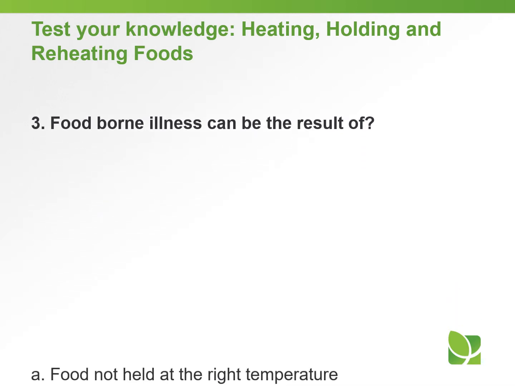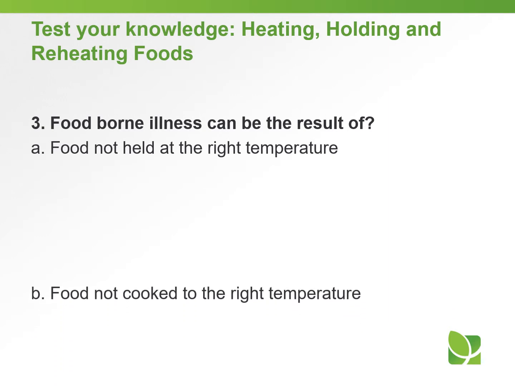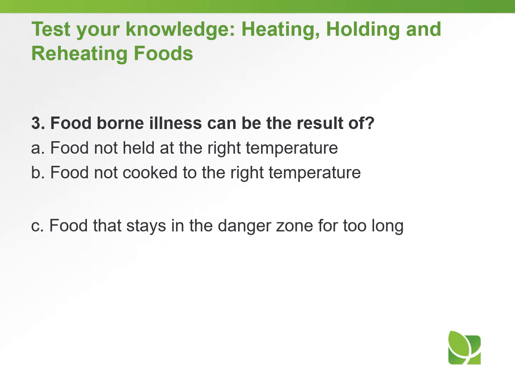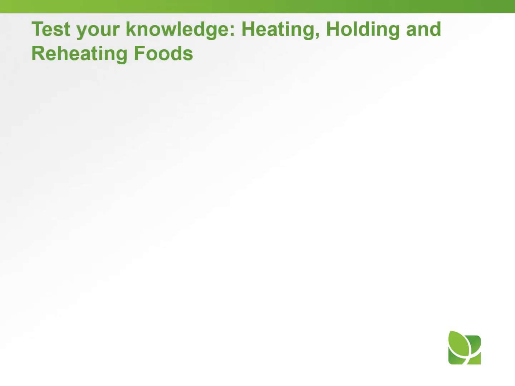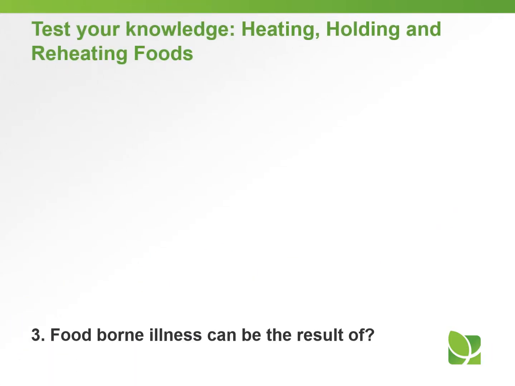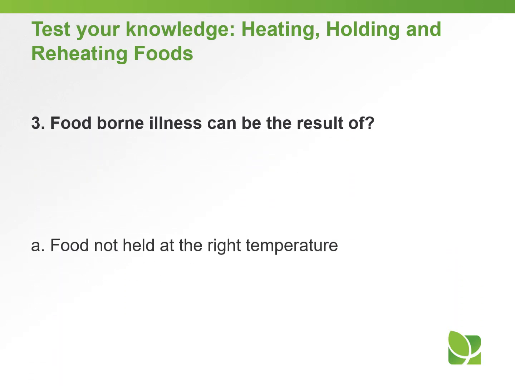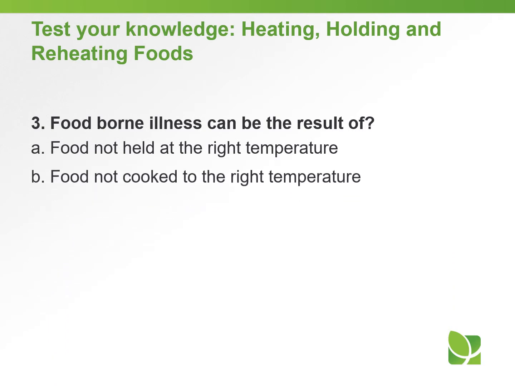Question number 3, foodborne illness can be a result of A. Food not being held at the right temperature, B. Food not cooked to the right temperature, C. Food that stays in the danger zone for too long, D. All of the above. And the answer to question number 3, foodborne illness can be the result of D. All of the above.